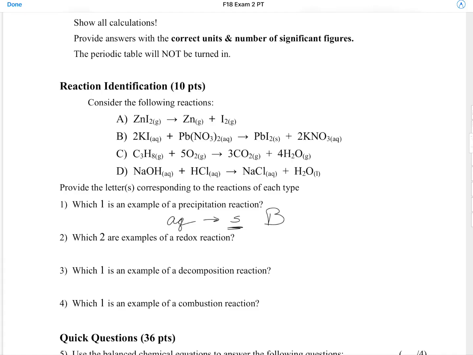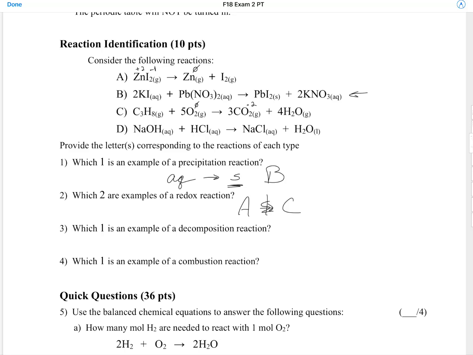Number 2 asks for 2 examples of redox reaction. This one's a little tougher, but one key is always to look and see, hey, this zinc is by itself. That means it has an oxidation state of 0. Here, in ZnI2, it's not going to be 0. Instead, it's going to be positive 2. Here, number B, it would be tougher to find. If I look at C, well, here's O2. That's 0. Here in CO2, that oxygen is negative 2. So that means A and C are redox reactions.